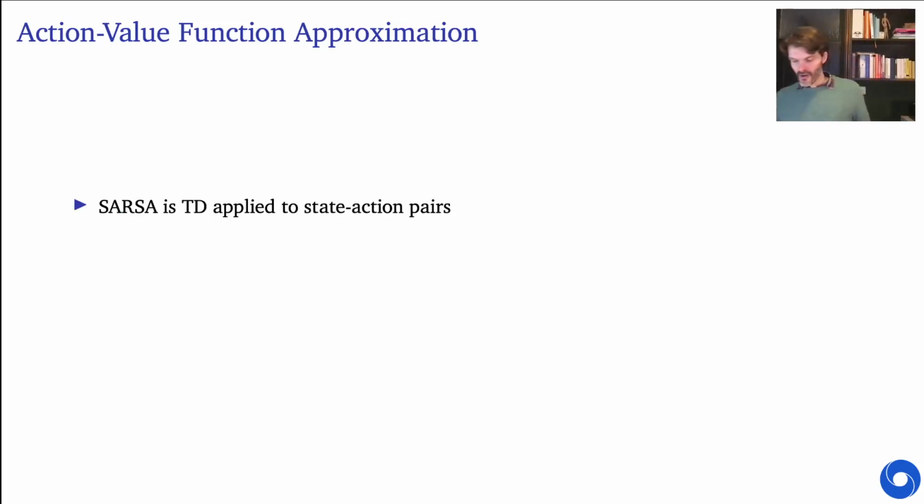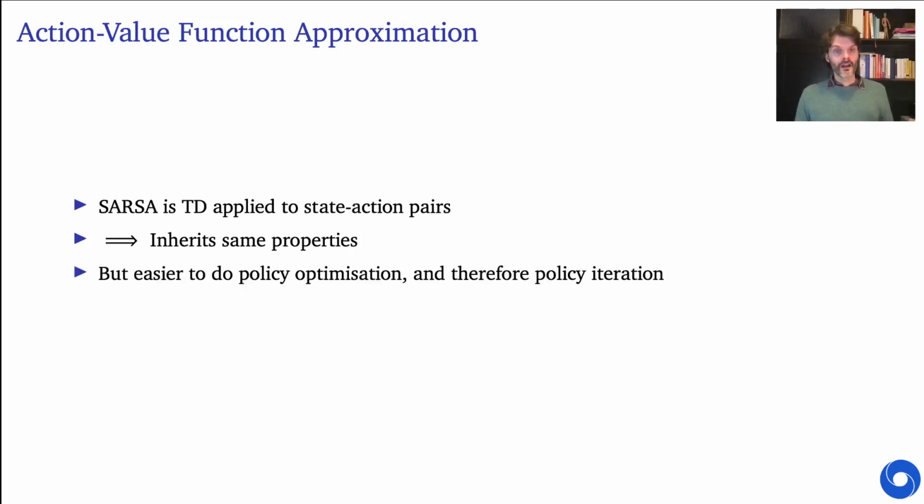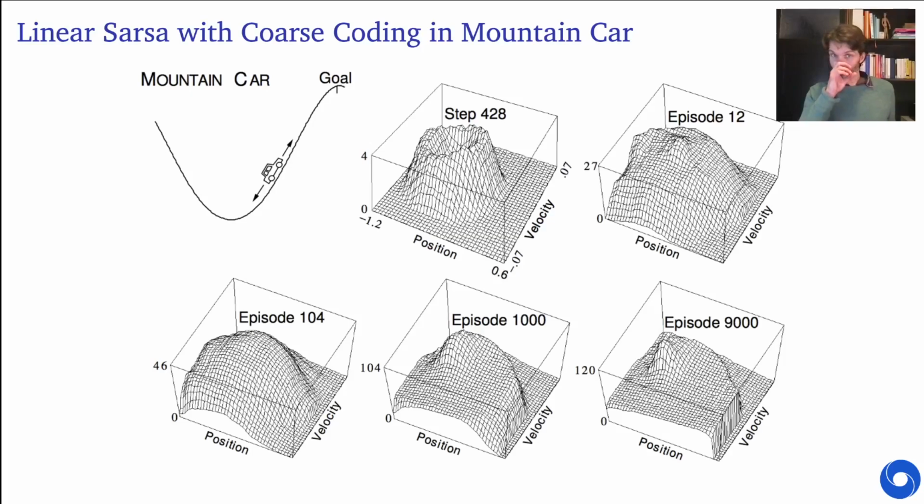Now, we talked in the previous lecture about SARSA as TD applied to state action pairs, so it inherits the same properties. What we're doing now is moving towards control algorithms. It's easier to do policy optimization with SARSA than it is with TD because we have these action values, and therefore we can do policy iteration. So, kind of obviously, we might want to do SARSA to learn these action values with function approximation. And indeed, you can do that, for instance, for this small example here.